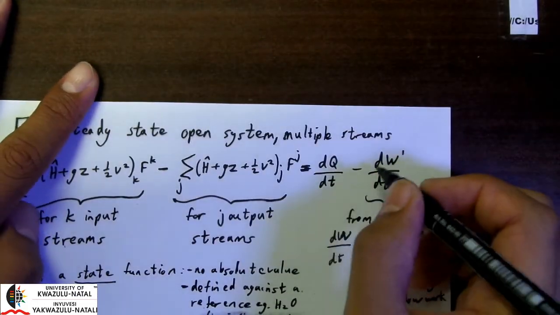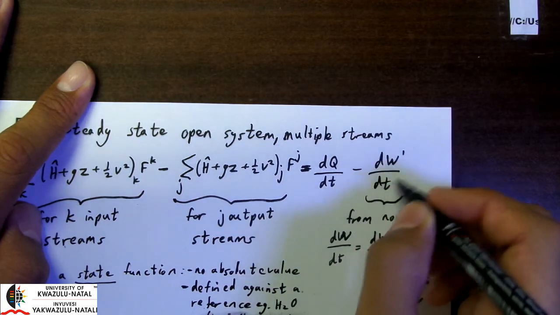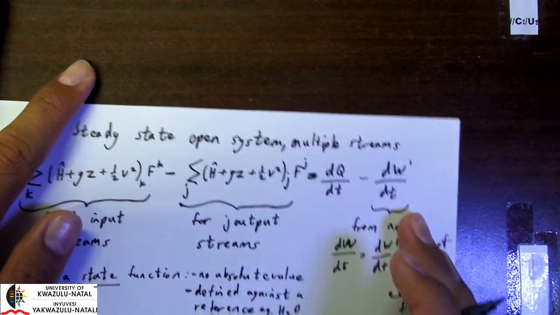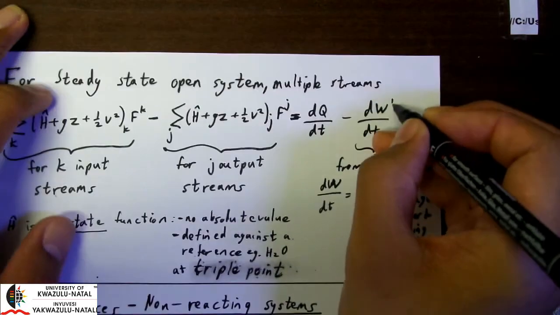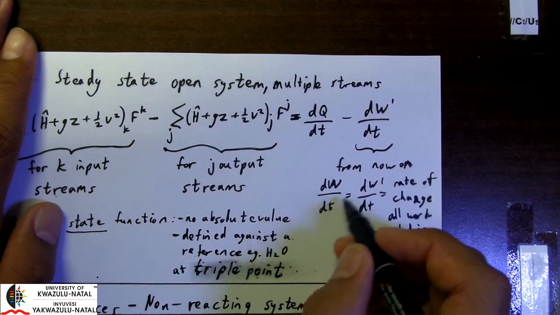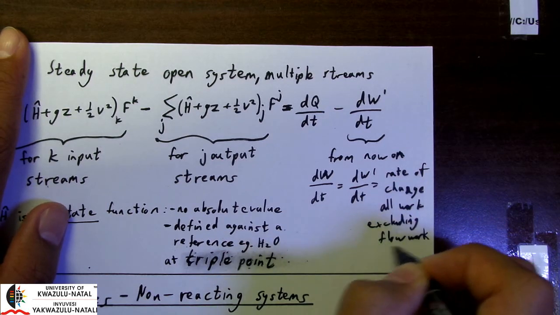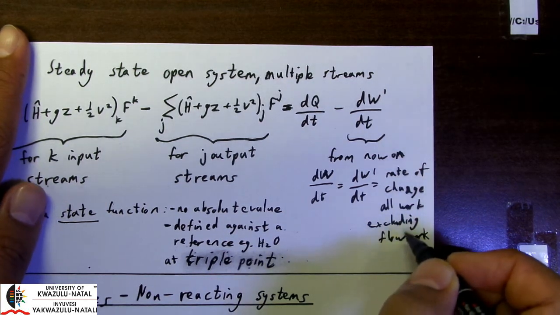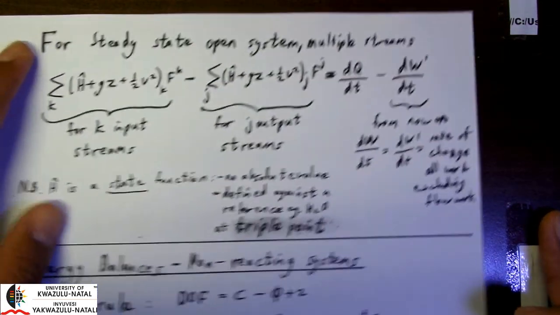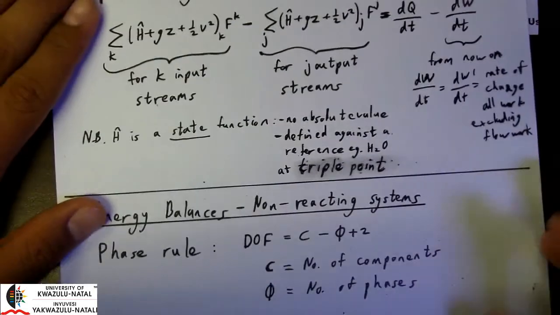Okay, now remember before that dW/dt represents all of our work excluding flow work. So from now on I'm just going to drop off this dash, and I'm just going to say dW/dt is going to equal the rate of change of all work excluding flow work. Okay, so that's just an understanding that we're going to have from now on when we are talking about our work.